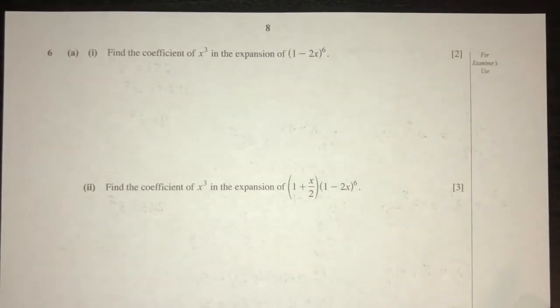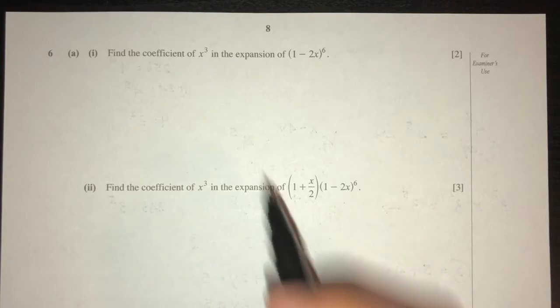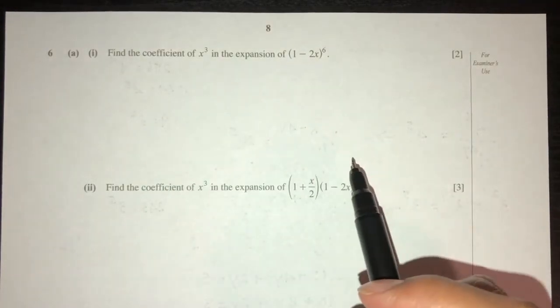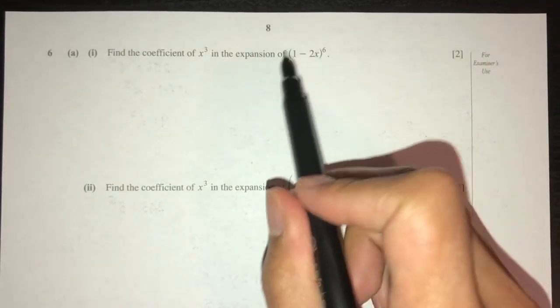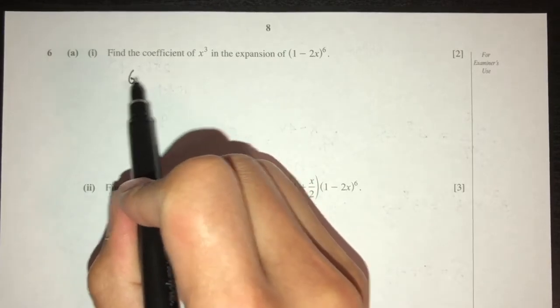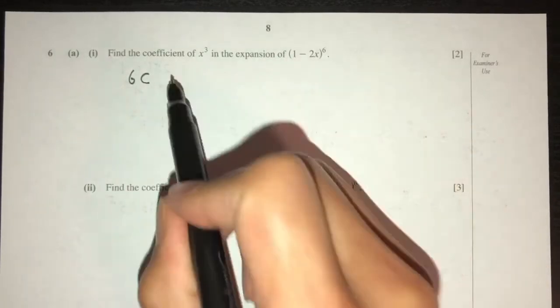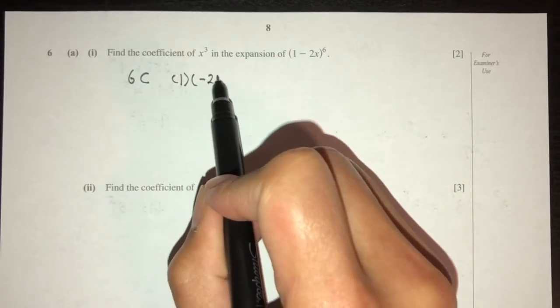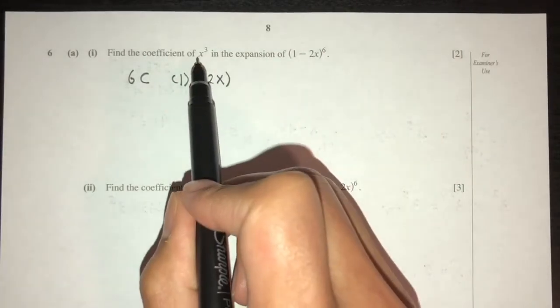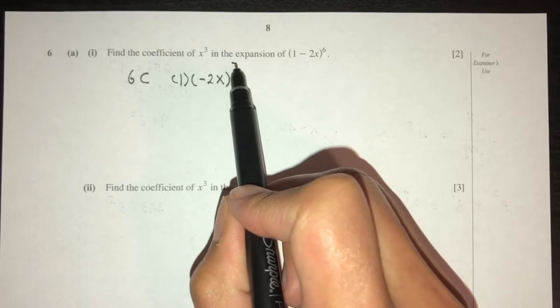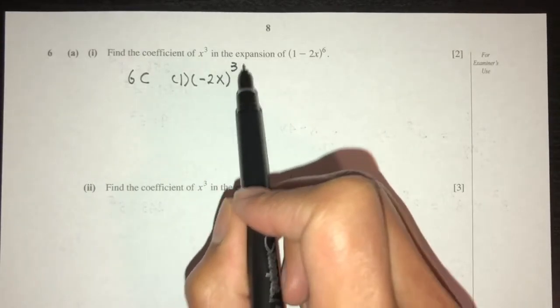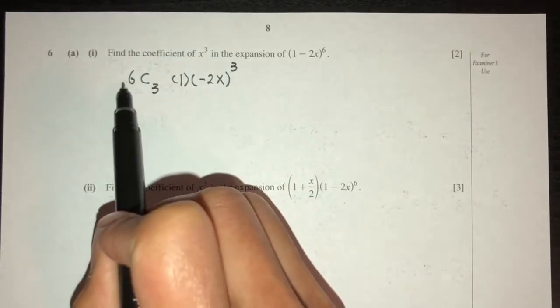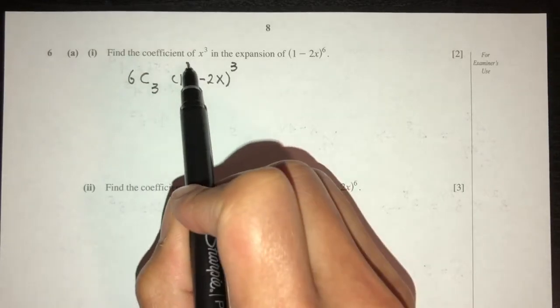Now let's move on to question number 6. Find the coefficient of x cubed in this expansion. Step by step. If you want to expand this, you will do 6 choose something. You will take the first value, and then you will take the second value. For us to get something in x power 3, here we need to have 3. If this is 3, this will have to be 3, and 6 minus 3 is 3, so this has to be 3 as well.